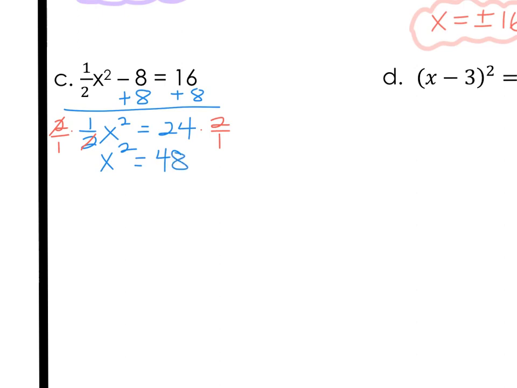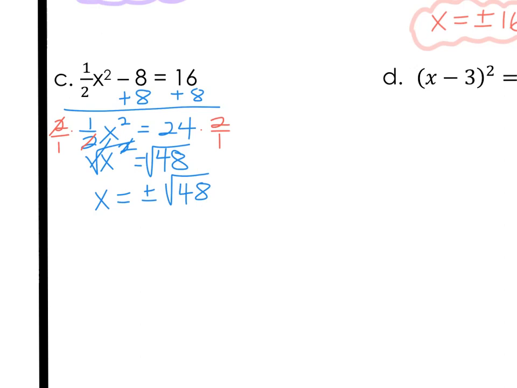The next step is to take the square root of each side, and remember that cancels out the squared term and gives us just x. Always recognizing that plus or minus to give us our two solutions. And unfortunately, 48 isn't a perfect square. It's super close to 49, but we're not adding to get factors, we have to multiply.